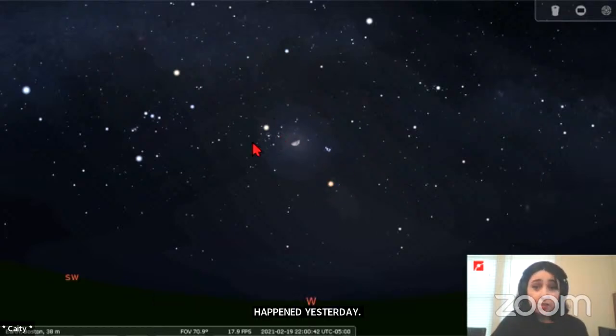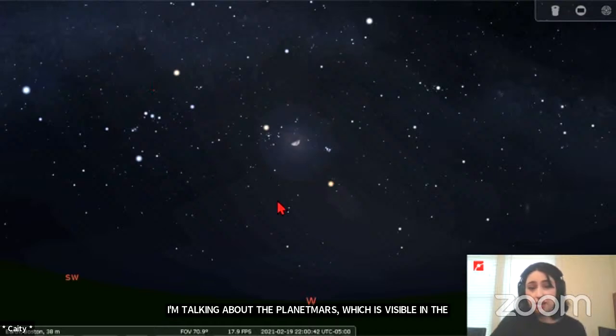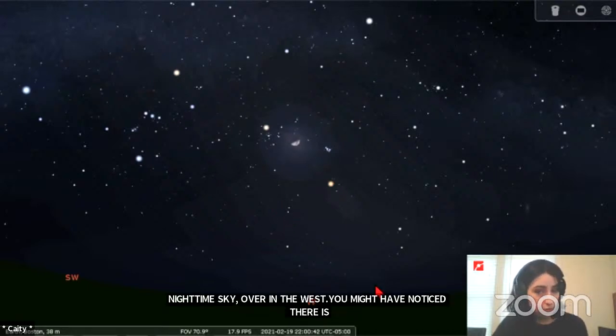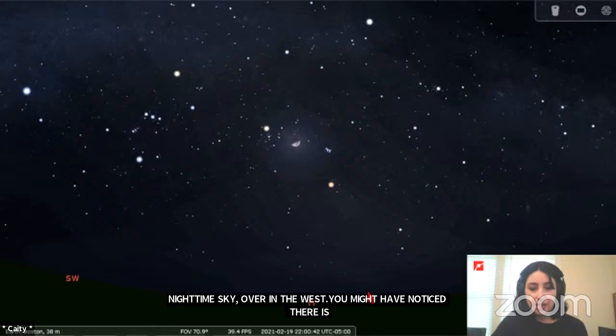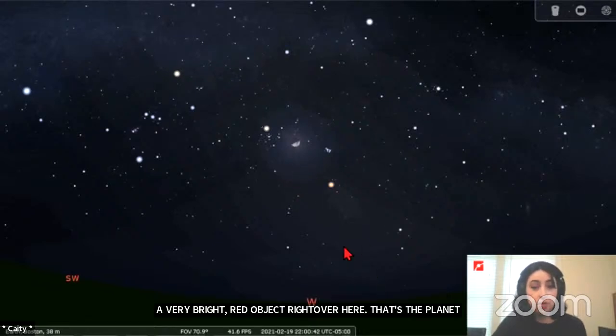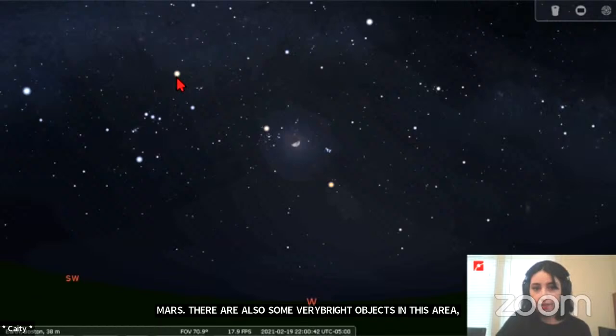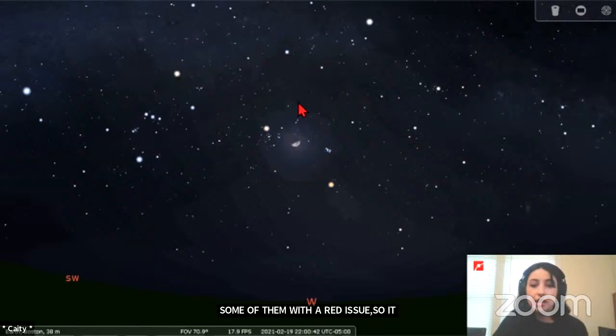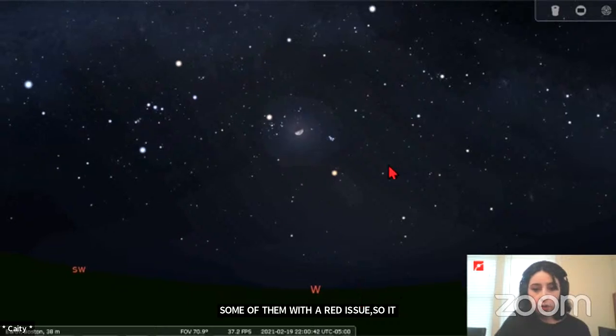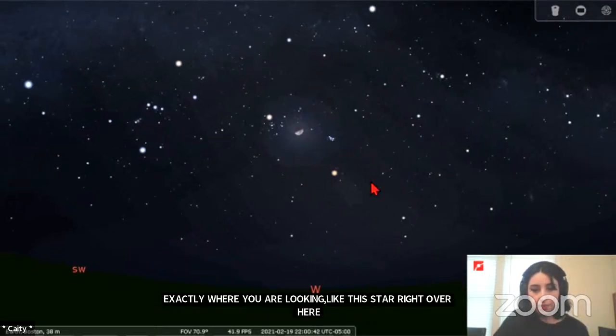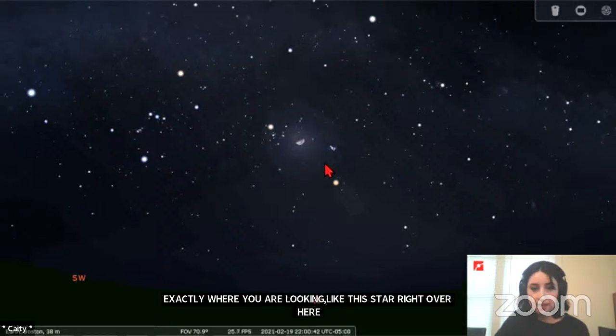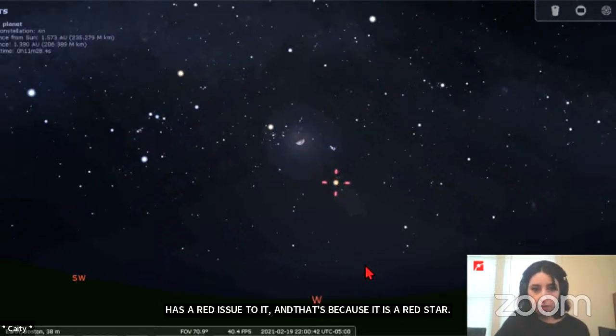You'll notice there are also some other very bright objects in this area, some of them with a reddish hue. So it can be kind of tough to spot it sometimes if you don't know exactly where you're looking. Like this star right over here kind of has a reddish hue to it, and that's because it's a red star. So you'll want to look kind of low on the western horizon around 10 p.m. tonight. So let's talk more about Mars.